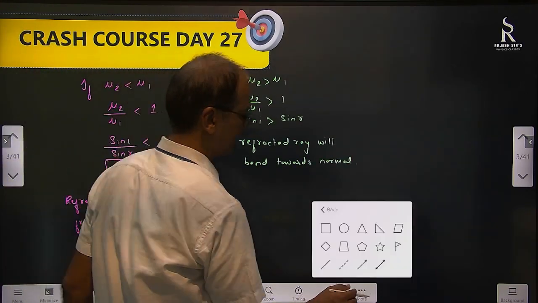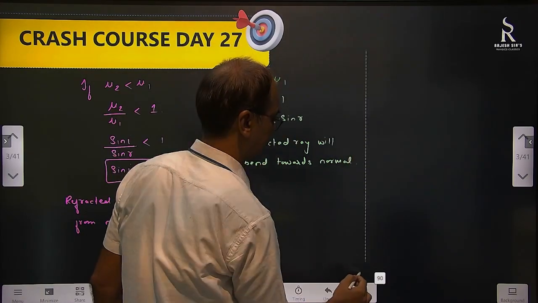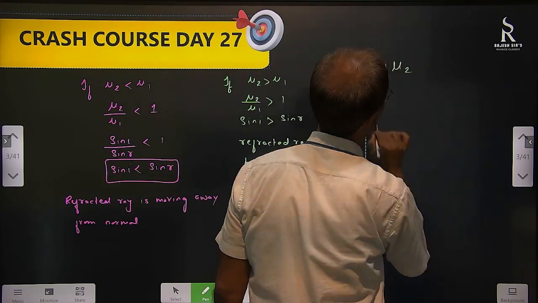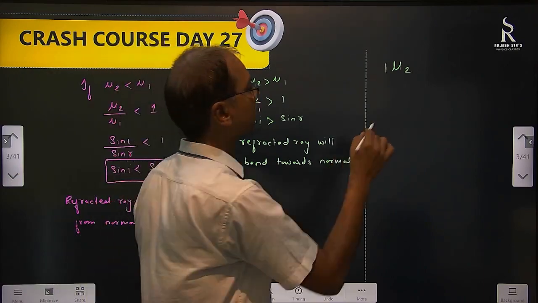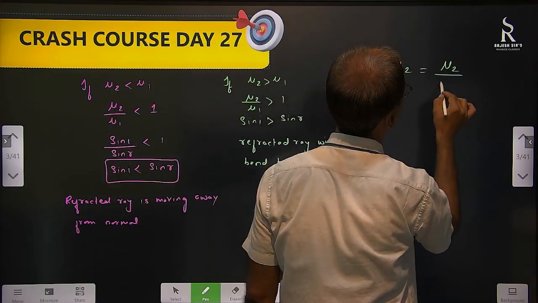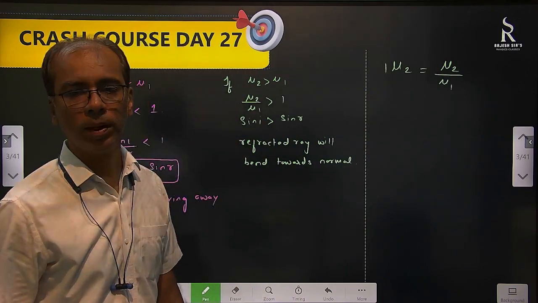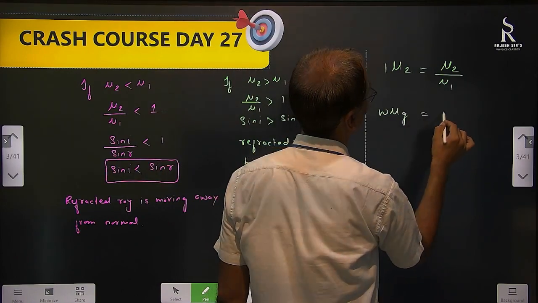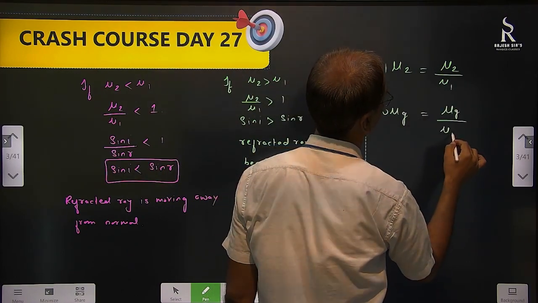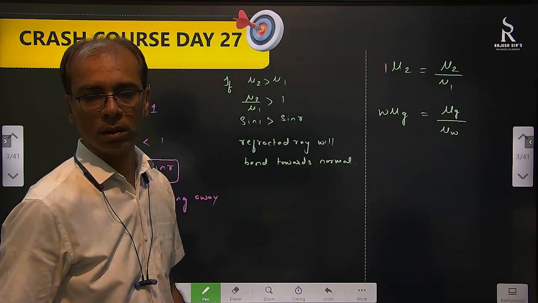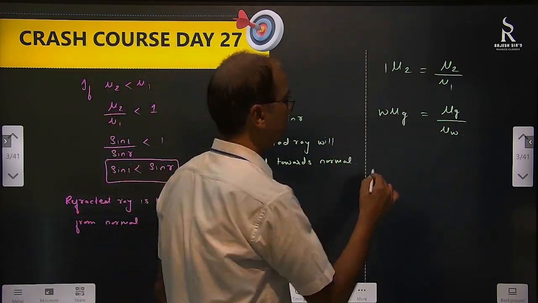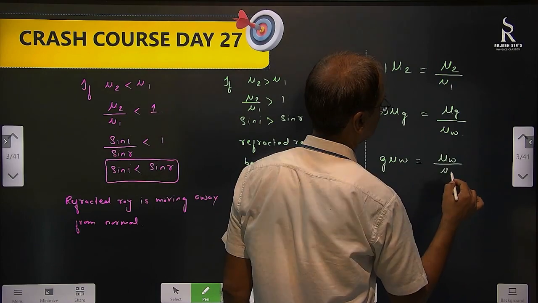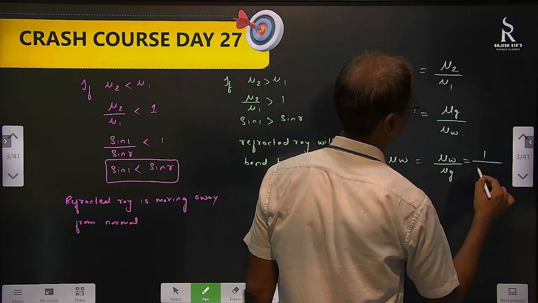Then, as I told you, if we are writing the coefficient of refractive index like this, it means mu 2 by mu 1. Suppose we have to write W mu G. That means mu of glass by mu of water. Then G mu W will be mu W by mu G, and this is actually equal to 1 by W mu G.